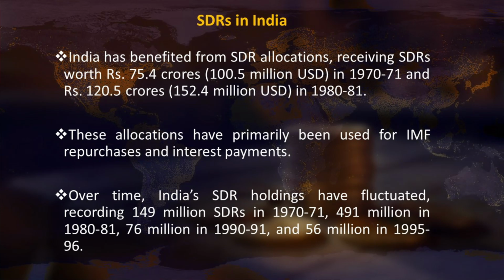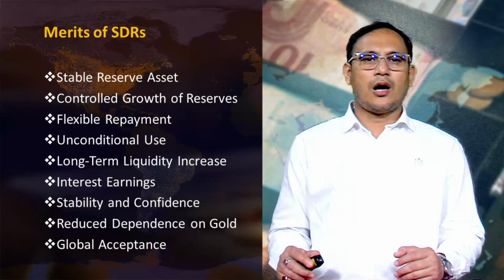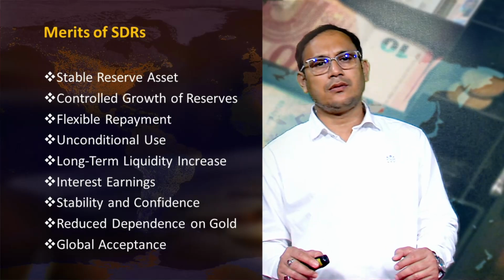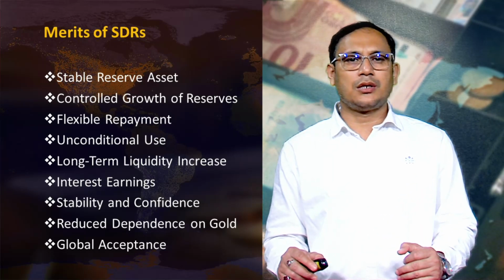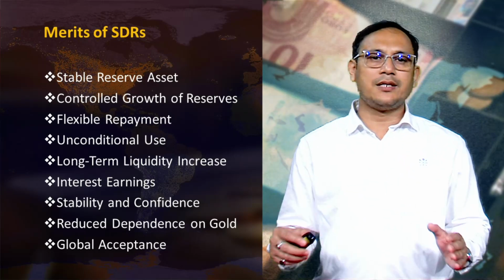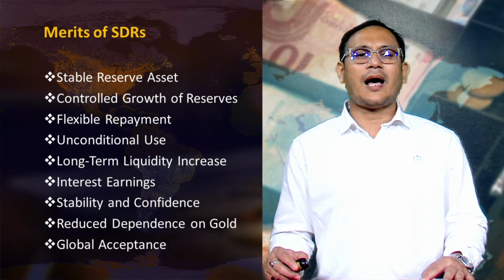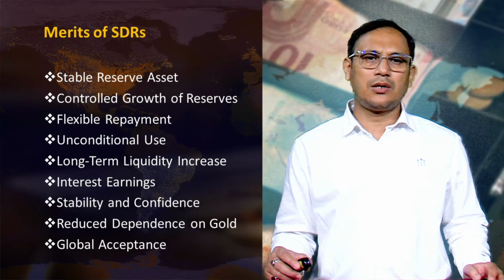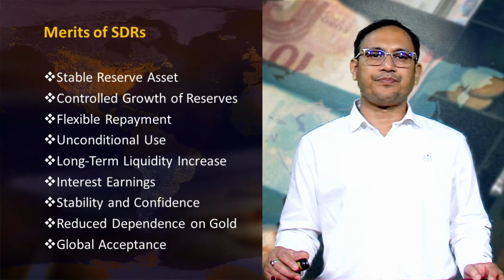Over time, India's SDR holdings have fluctuated, recording 149 million SDR in 1970-71 to 56 million in 1995-96. So it keeps on fluctuating. Now, the merits of SDR. It helps as a stable reserve asset. It helps to control growth of reserves. It also has an inbuilt mechanism of flexible repayment and unconditional use. So these are all considered to be merits of SDR.